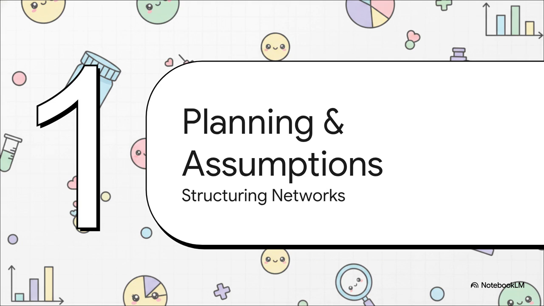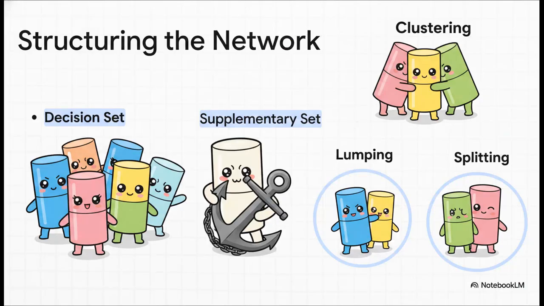Moving on to Section 2: Planning and Assumptions, Structuring the Evidence Network. You absolutely cannot treat an NMA as a retrospective fishing expedition. It requires rigorous prospective planning. This means registering your protocol in places like PROSPERO beforehand and strictly adhering to PRISMA-NMA guidelines.